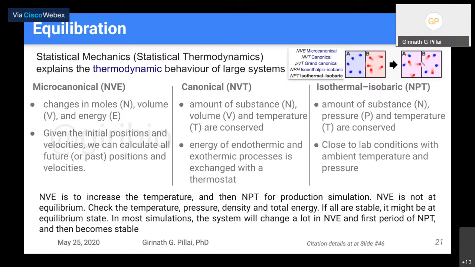In most simulations, the system will change a lot in NVE and the first period of NPT, and only then does it become stable. So for equilibration, we did minimization to start with very good initial positions for the atoms, and then we did NVE to check the stability and other parameters like temperature, pressure, density, and total energy, and then we simulate it as a production run. And we wait until it becomes stable.